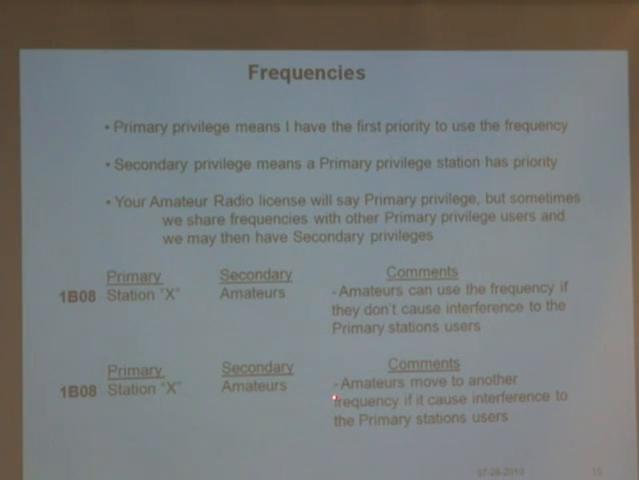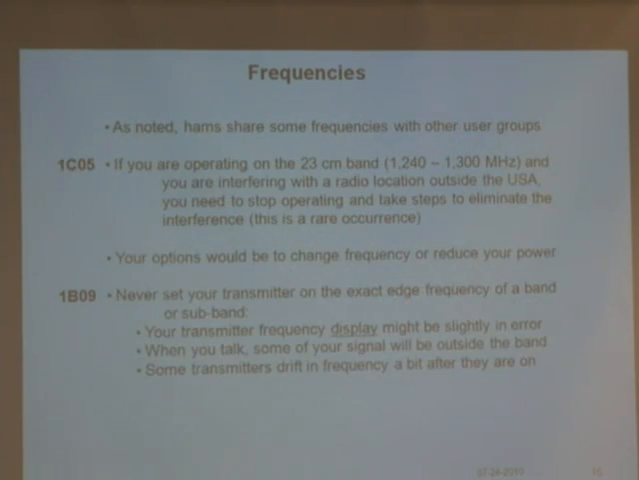Now, let's assume, though, that the primary station is, I'll give you a stupid example, a local fire station or police station that are on the same frequencies that we use. Then amateurs move to another frequency if we cause interference to their users. So if they're close to us, we're going to have to move. If their audiences are far, far, far away, we don't have to move. Okay? So memorize the answer, don't worry about it.